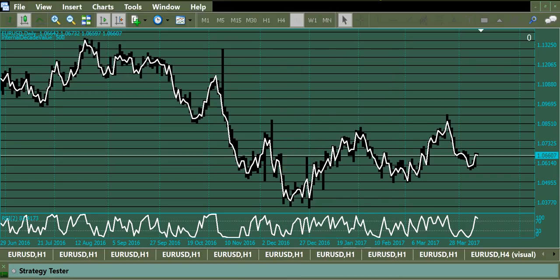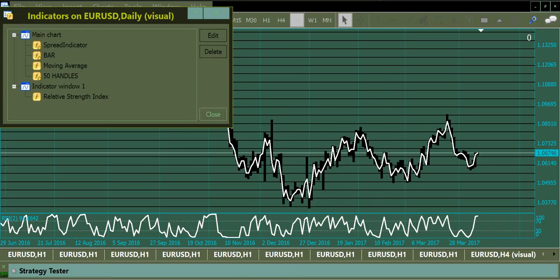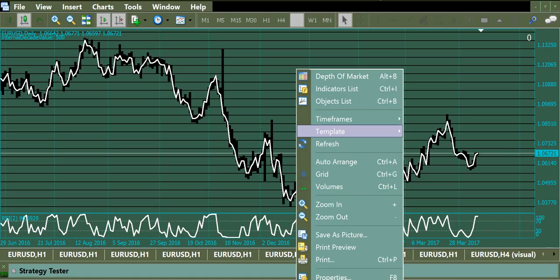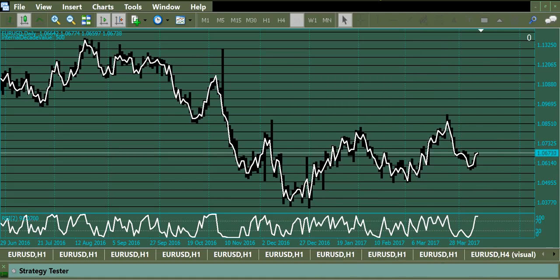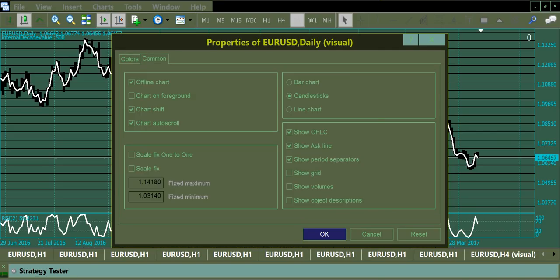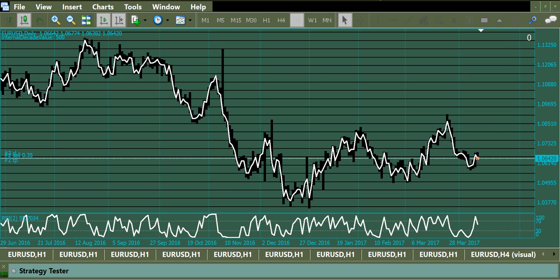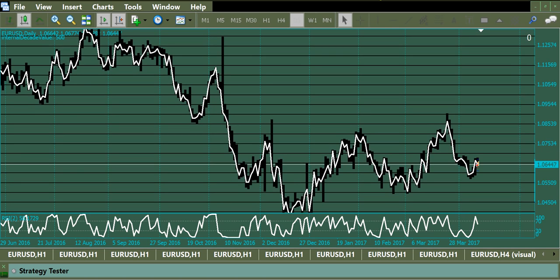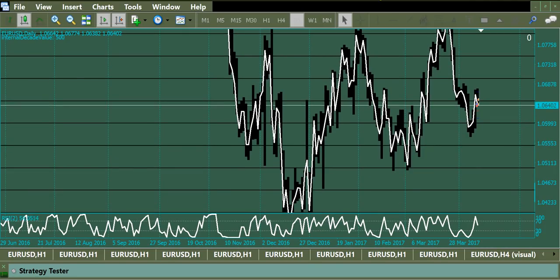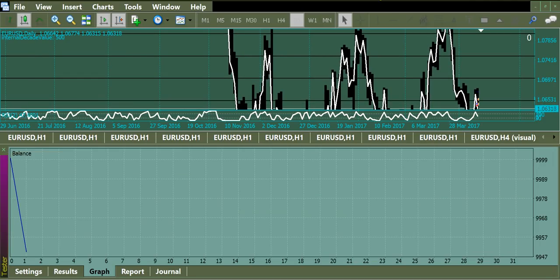I think this is the 50 pip grid. And I'm going to stretch it out inside of properties. Fix the scale. Oh, just put a trade on. And it's already out. I don't know if it made money here. Let me take a look. Oof. We got beat up there.